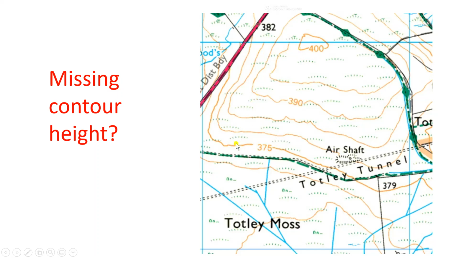one 375. What's actually happening here is south of this grid line, the contours are in 5 metre intervals, and then they disappear because north of the grid line they're in 10 metre intervals. So just something to be aware of there that could easily catch you out.